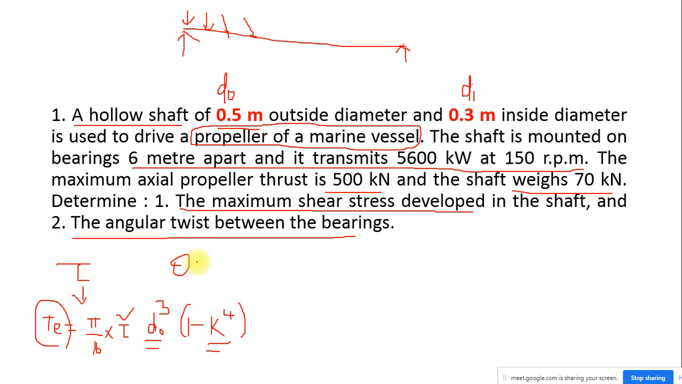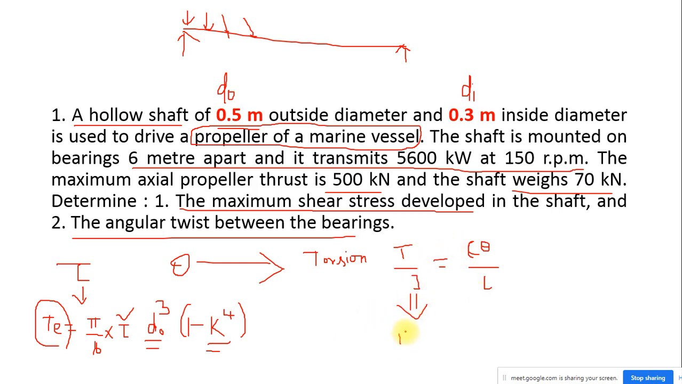This is for tau. For the angular twist between the bearings, we can go for the torsion equation. I hope you have studied this in your strength of materials. The torsion equation is T by J is equal to C theta by L. Some may have written this as G, which is nothing but the modulus of rigidity. That's all.